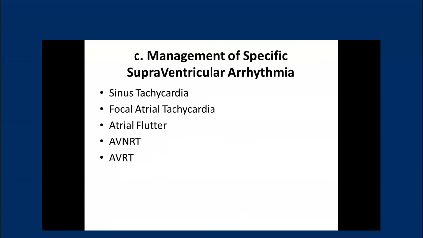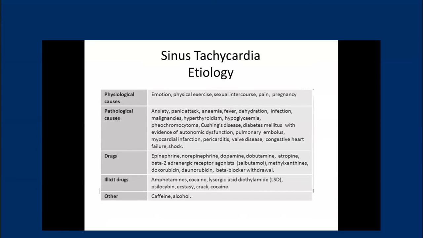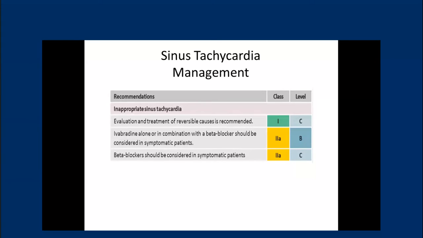Let me say a few things about specific SVTs. In patients with sinus tachycardia, usually management depends on the cause. We need to look for the cause, and we need to exhaust all the investigations to look for it. And if we identify the cause, then we just need to treat that. But if, despite all the investigations, we don't have a clear-cut cause, then we label that as inappropriate sinus tachycardia, and we can treat these patients with either beta blockers or ivabradine, the sinus node inhibitor or funny current inhibitor.